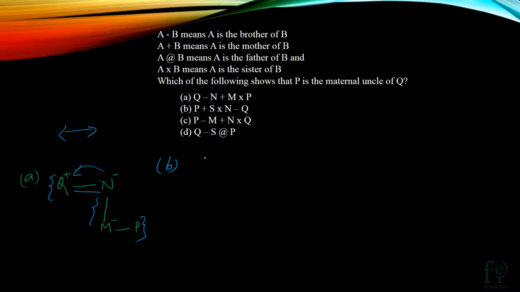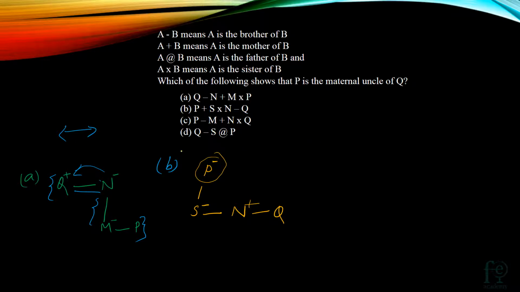Next, P plus S means P is the mother of S. S cross N means S is the sister of N. Now N minus Q means N is the brother of Q. So likewise it will come. Let's see whether P is the maternal uncle of Q. Here we can see that P is a female. So from that itself this cannot represent that P is the maternal uncle of Q. Uncle means he should be a male. So this is not our option.